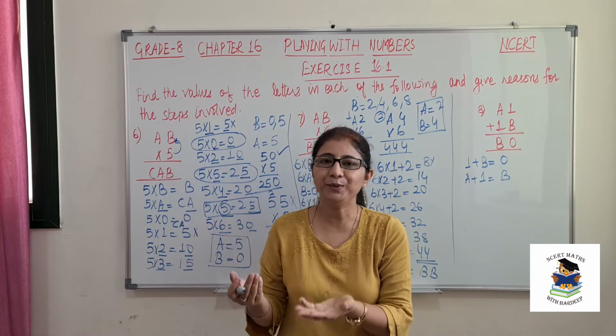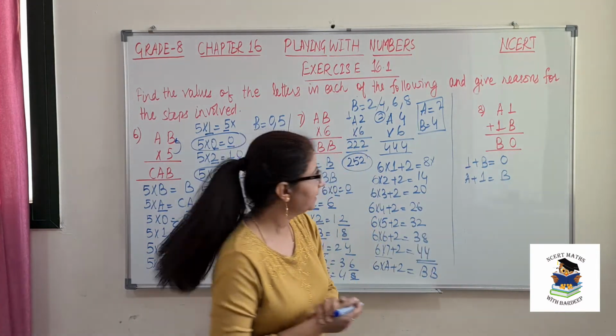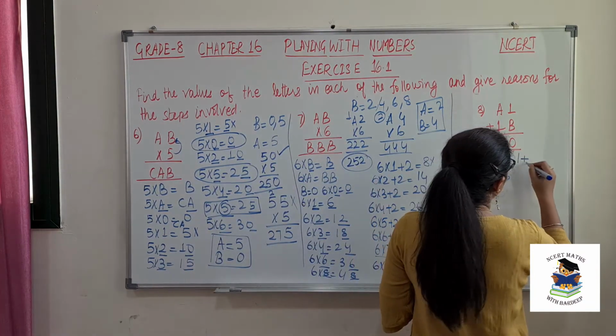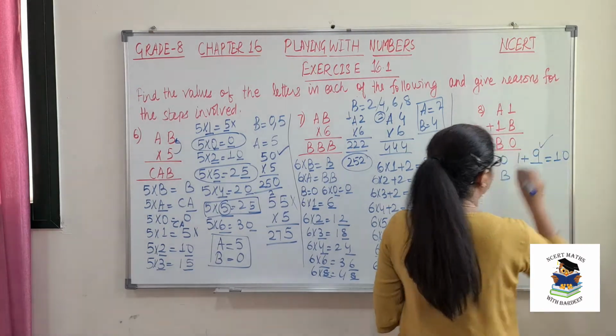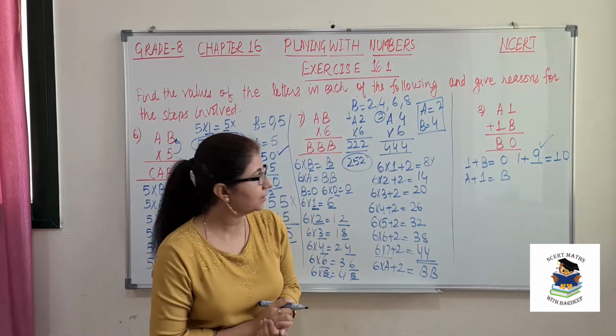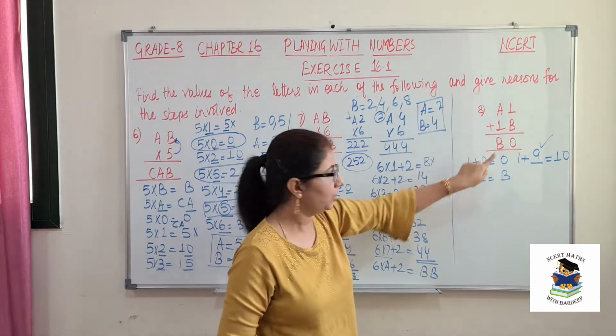So next number should be 10. So something should be added with 1 to get answer as 10. That is 1 plus something should be equal to 10. So this should be our B. That is 9. So if this is 9, this will also be 9. So let's check here.